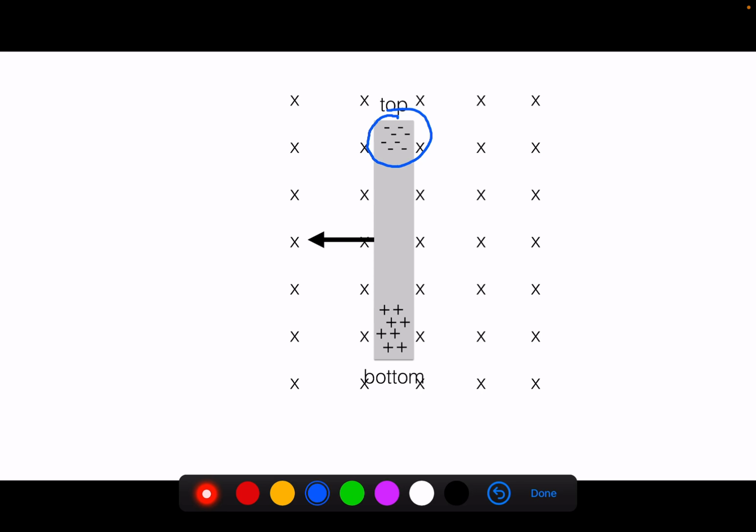The bottom of the bar is going to have an excess of positives, not because the positives moved there, but the negatives that were at the bottom were forced to the top. So we get the separation of charges simply by pushing a metal bar through the magnetic field. I hope you realize that as soon as we stop moving the bar, the negatives are going to rush right back to the positives because they attract each other. Again, the positives can't move, but the negatives can. So the separation of charges only exists while we are pushing the bar through the field.